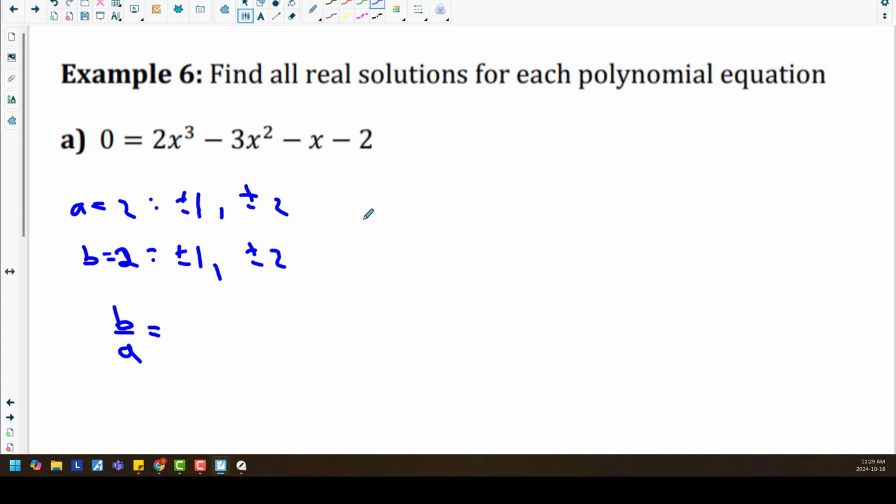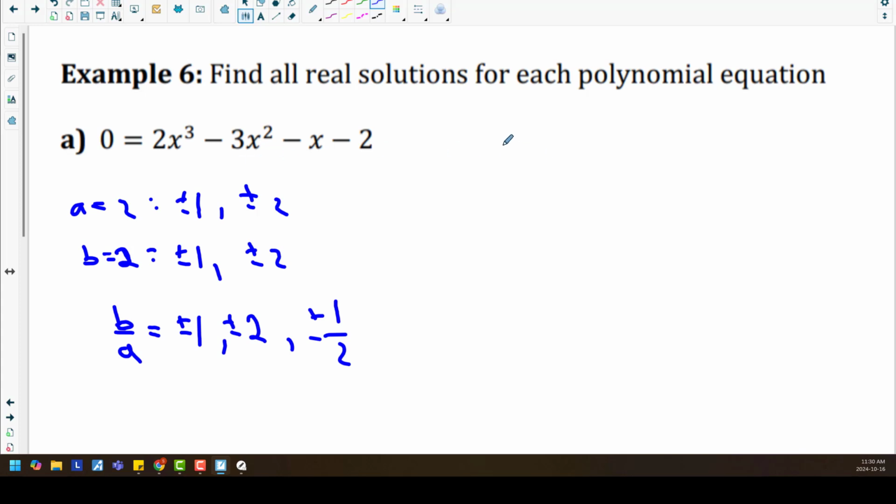And b over a can be, since you always divide by 1, 1 is always a factor, so you always just write all the factors of b, which is 1 and 2. And then the other value you're dividing by is 2, so we have half, and 2 divided by 2 is 1, which we already have here. So we have 1, 2, 3, 6 values to check. So let's check all 6.